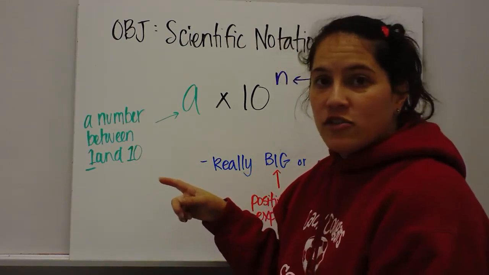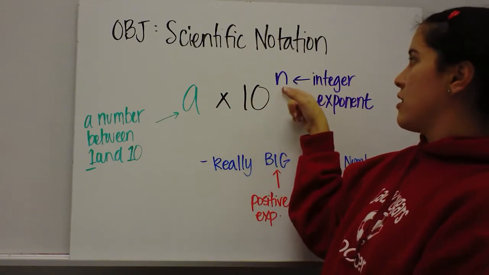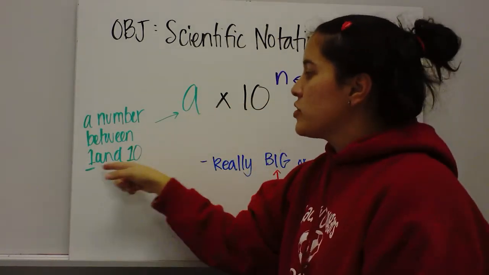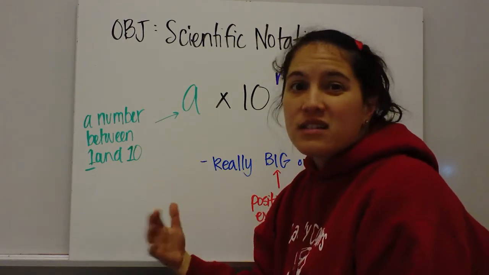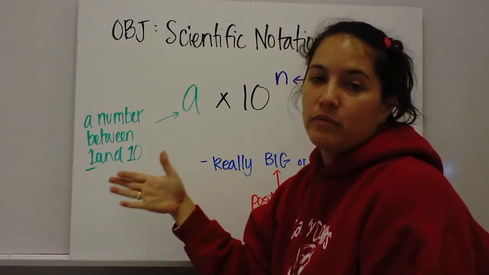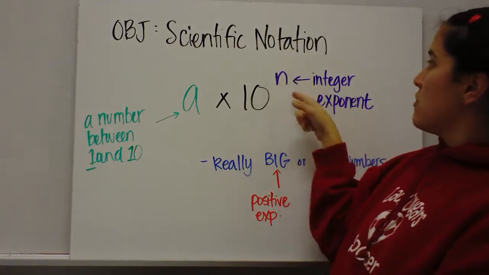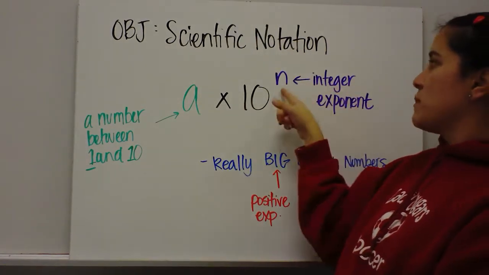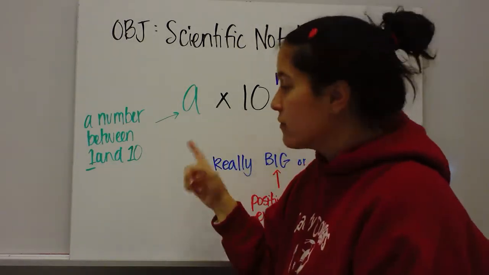So scientific notation is a number written a times 10 to the nth power. A is a number between 1 and 10. Now, it's usually between 1 and 10. If it has to be equal, then it's going to be equal to 1. You don't ever have a number equal to 10. But typically it's going to be between 1 and 10 times 10 to the nth power, and this is going to be an integer exponent. You're not going to have any decimal exponents, just an integer exponent.